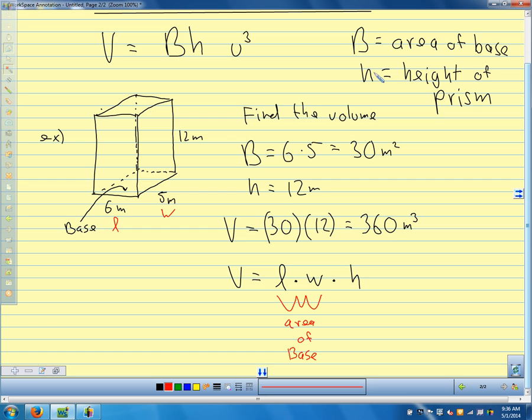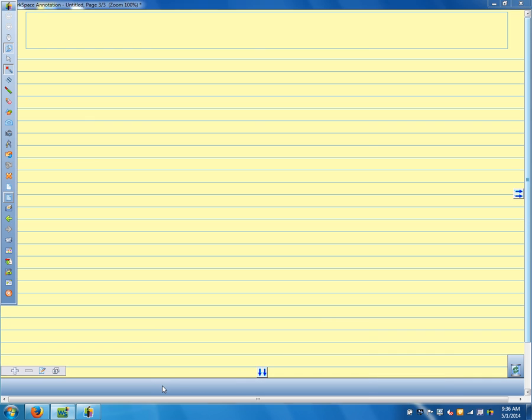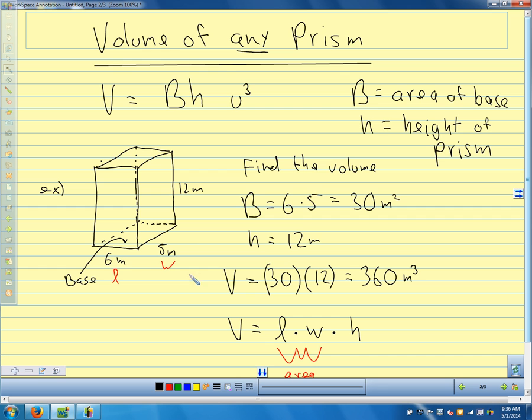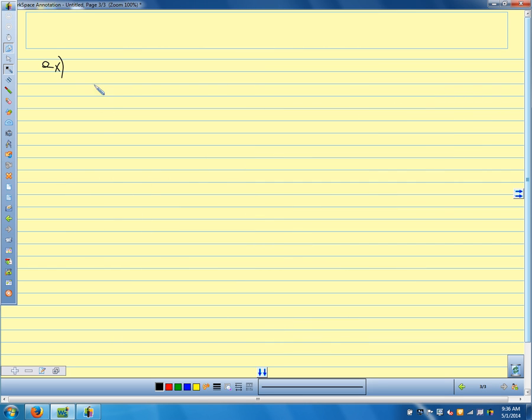All right, let's look at one where we need to do a little more work. Because not all the shapes that we're going to talk about will be nice boxes. And I was going to go back. This is a big box, 6 meters by 5 meters by 12 meters. It's a pretty good sized box. Yeah, for a refrigerator maybe, a big refrigerator maybe. All right, so here is our shape.